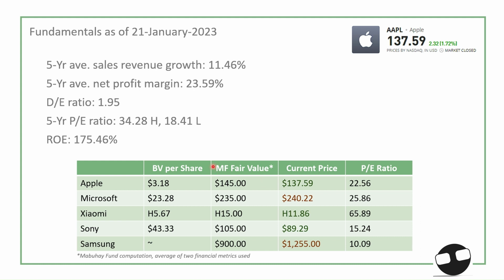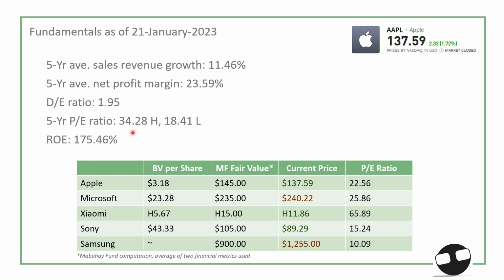Now for some financial ratios here, I got the 5-year average. For the sales revenue, we have 11.46%, so still positive. For the net profit margin, pretty high, that's 23.5. 5-year average for the debt equity ratio is also quite high, that's 1.95. So the company is leveraged.